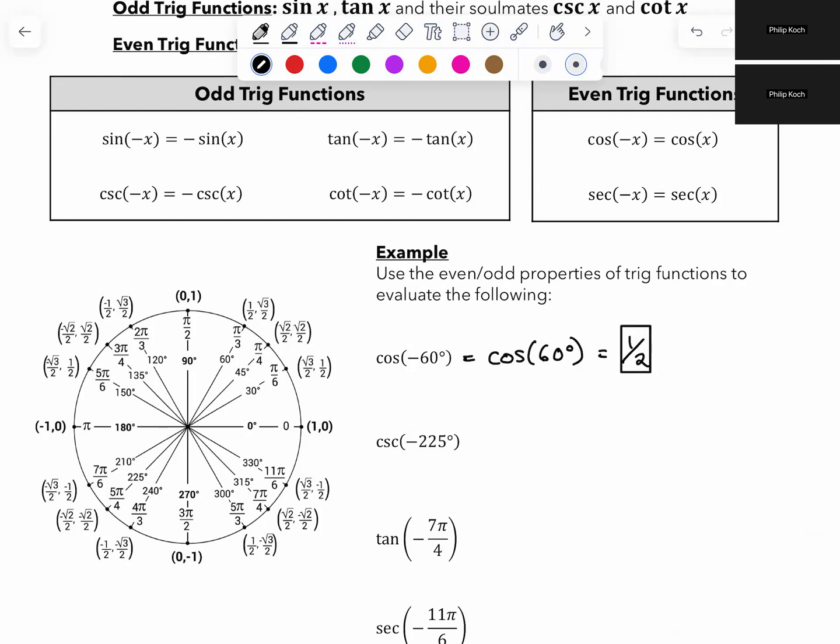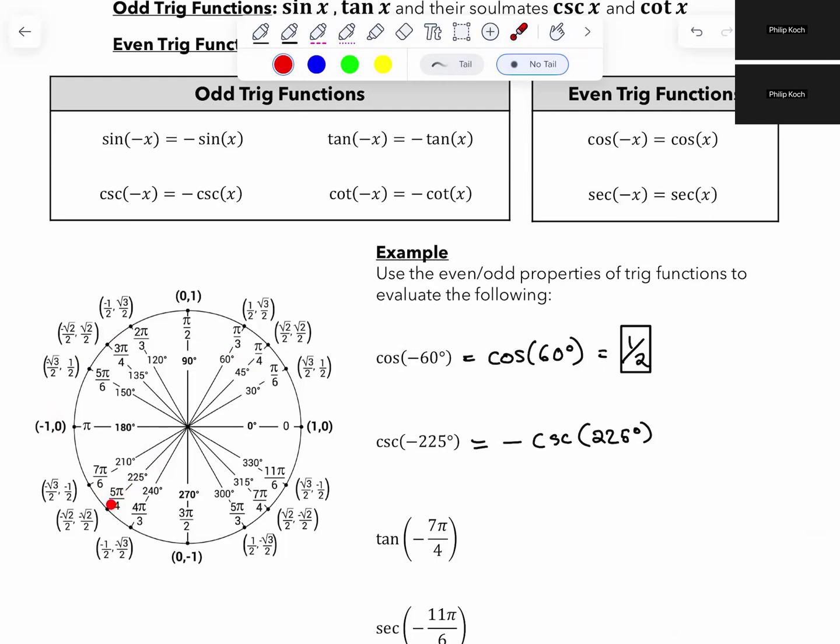Cosecant of negative 225 degrees. Cosecant is the soulmate of sine. Sine is odd, and therefore so is cosecant. So this is equal to negative cosecant of 225 degrees. And so that will be an interesting situation. So 225 degrees is right there.